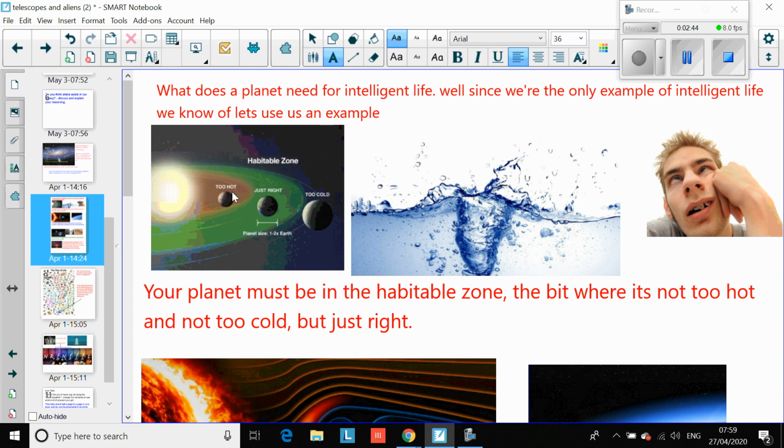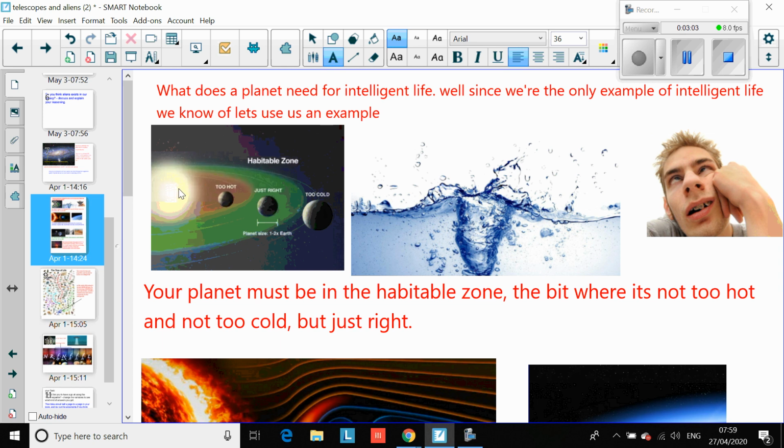So for example, take a planet like Mercury. It's too close to the sun. It's too hot. A planet like, say, Mars or Jupiter. Well, probably not Mars, actually, more like Jupiter. It's too cold. It's outside the habitable zone. But if the strength of the sun is just right, then you will be in this habitable zone.